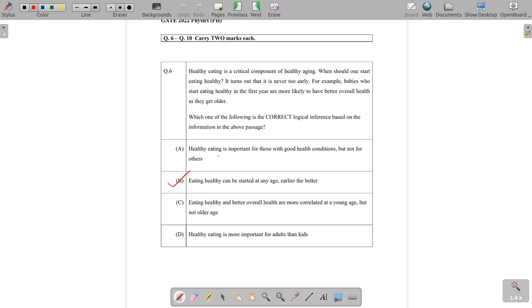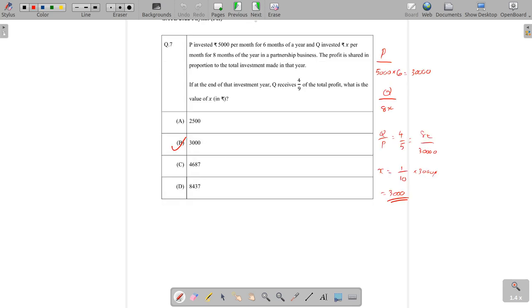Okay, so this one I'm skipping. Just read the passage and go through. P invested 5,000 per month for 6 months of the year, and Q invested X. Profit is shared in proportion to total investment made in that year. If at the end of the investment year Q receives 4/9 of the total profit, what is the value of X?